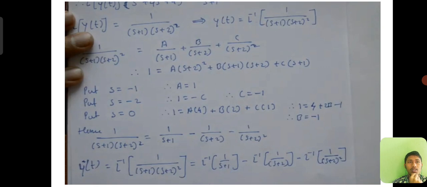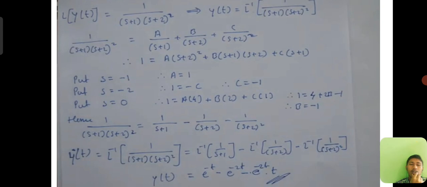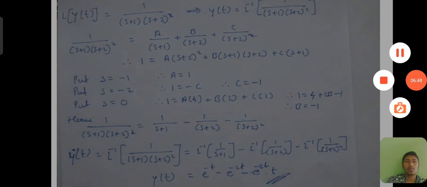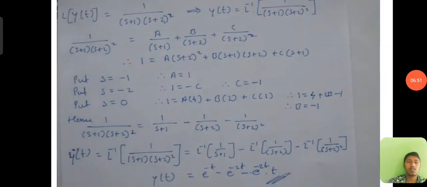By applying those, we have to apply the Laplace inverse. Y of t equals L inverse of 1 by (s plus 1)(s plus 2) whole square. By applying the first shifting theorem, we can observe that L inverse of 1 by (s plus 1)(s plus 2) whole square equals L inverse of 1 by s plus 1 minus L inverse of 1 by s plus 2 minus L inverse of 1 by (s plus 2) whole square.